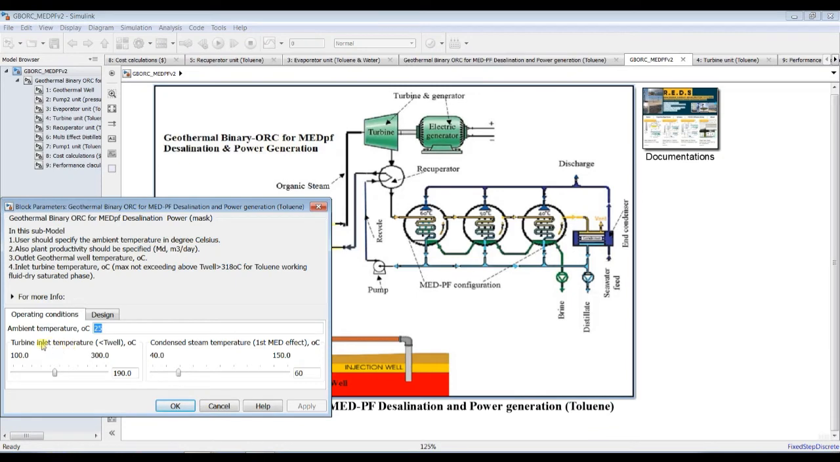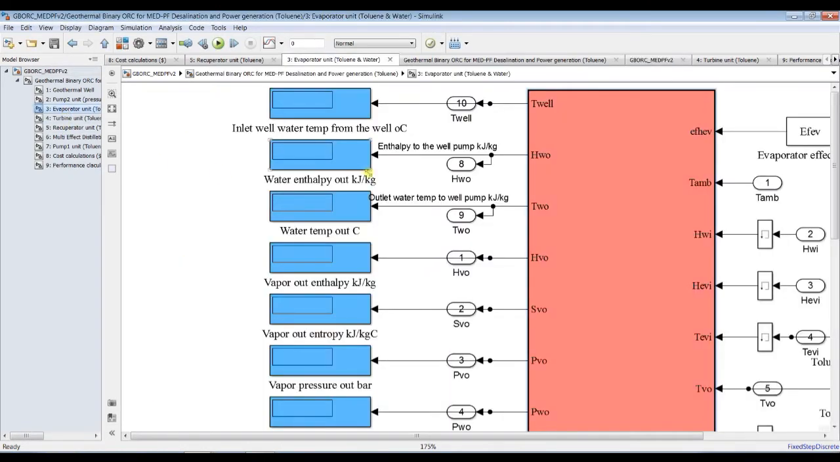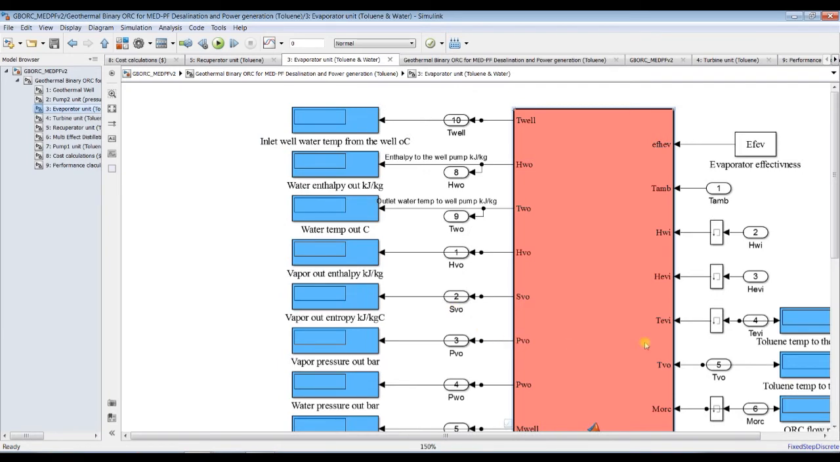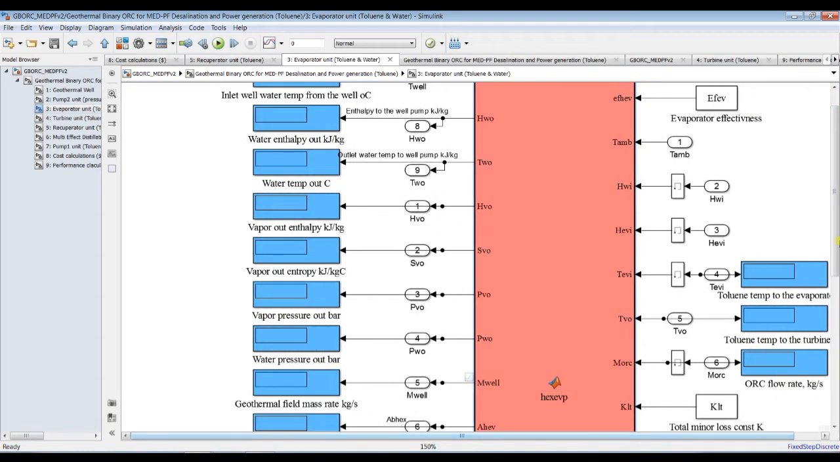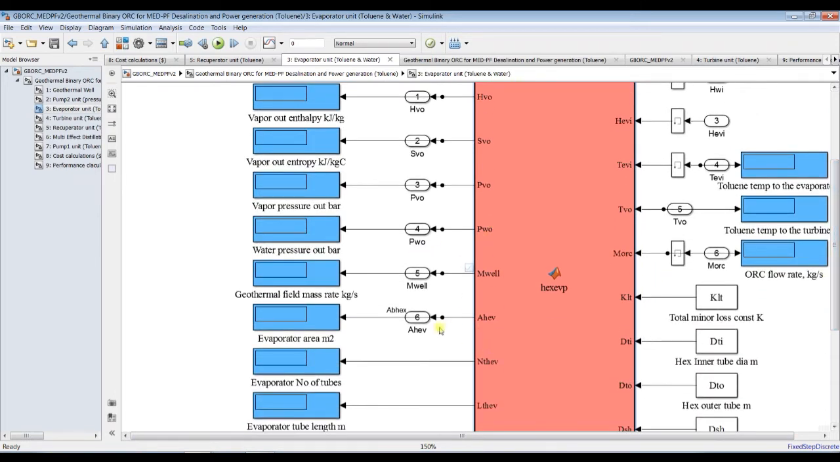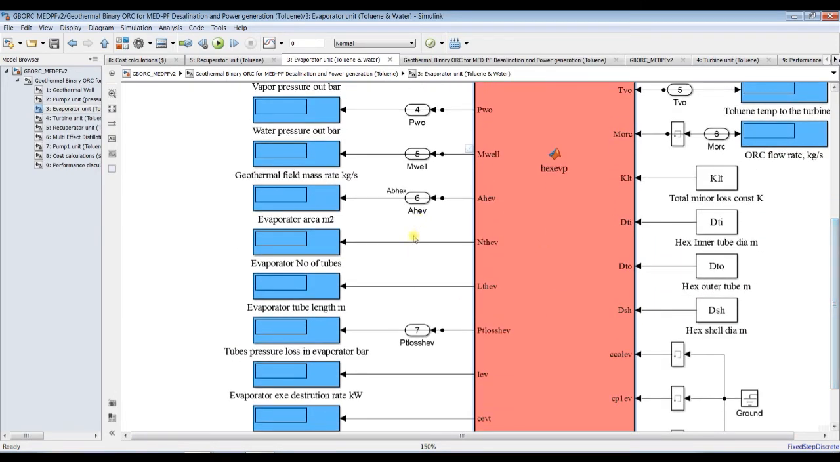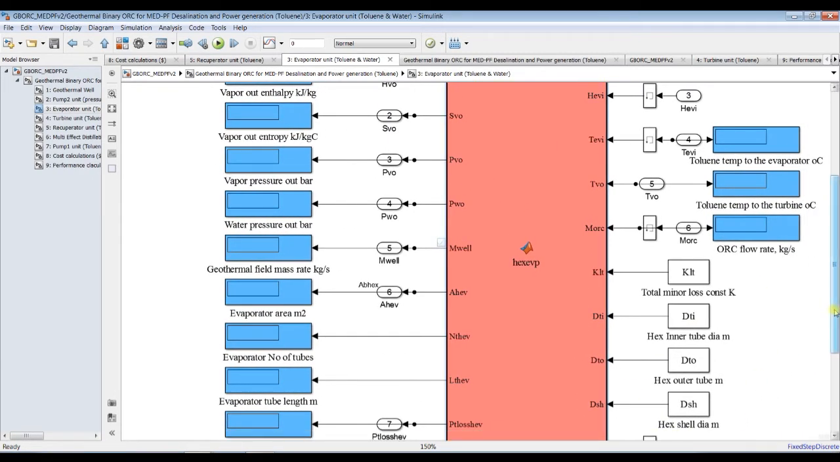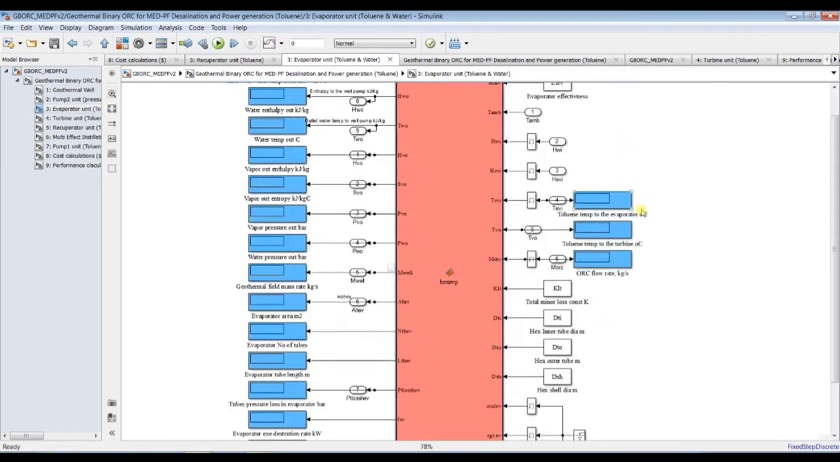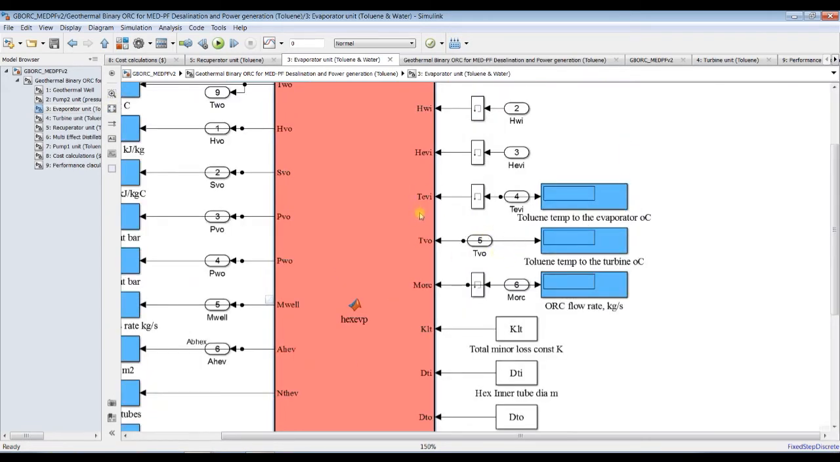Okay, this one, inlet turbine temperature. Okay, so we have to discover temperature, enthalpies, vapor enthalpy, entropy, what is the area of the heat exchanger, number of tubes, pressure losses through the tubes. It's some kind of heat exchanger, so it's a little bit complicated.